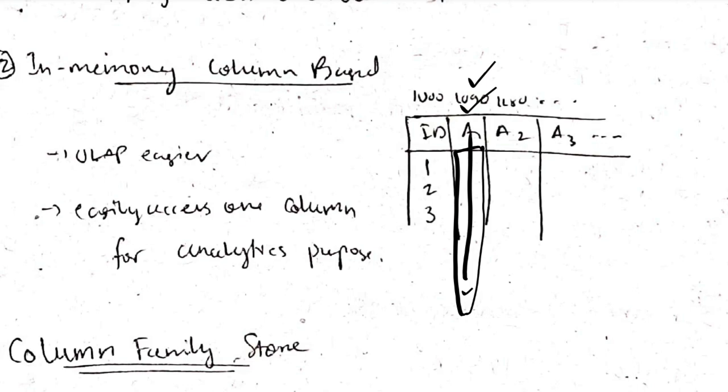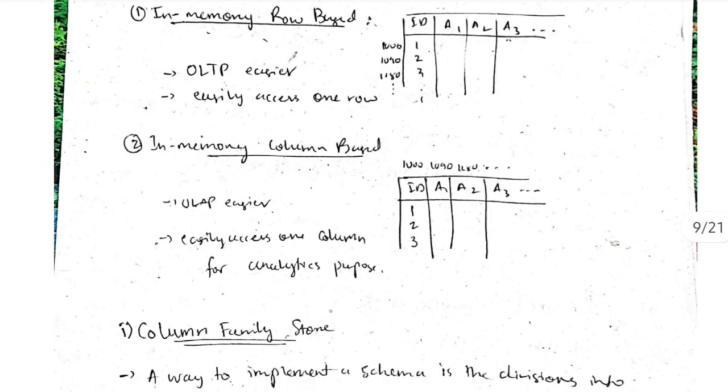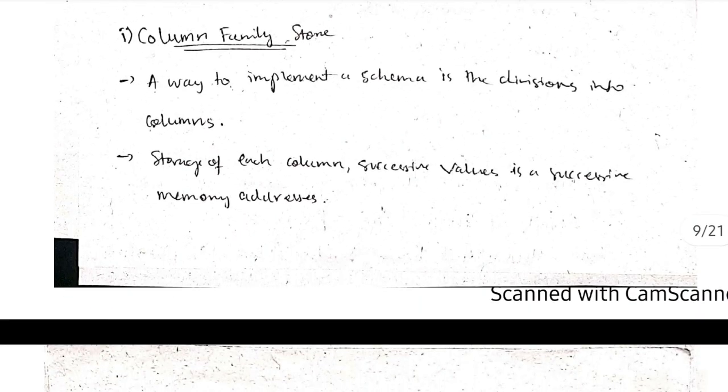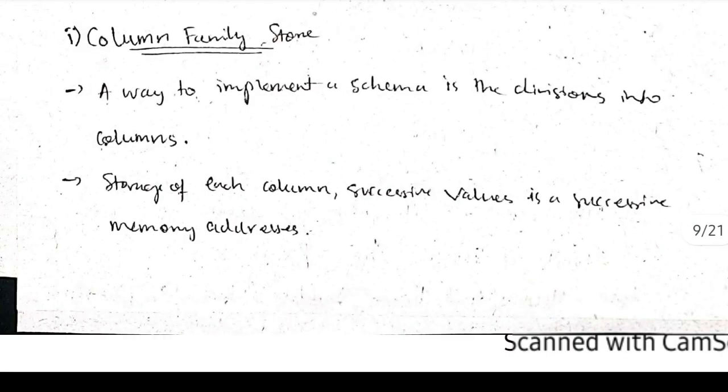So that's all about what the memory column based is. In tabular data, we have two types, which are the memory row based and memory column based. Now we can have different variations in it. The first one is the column family store.